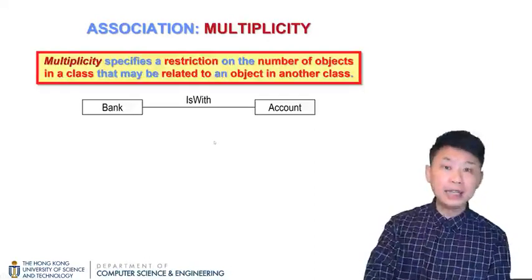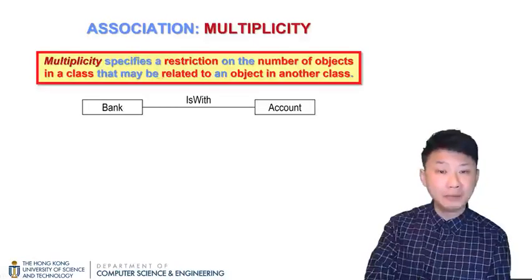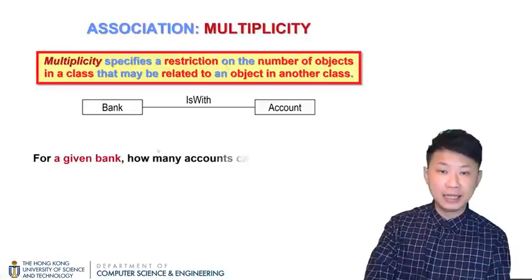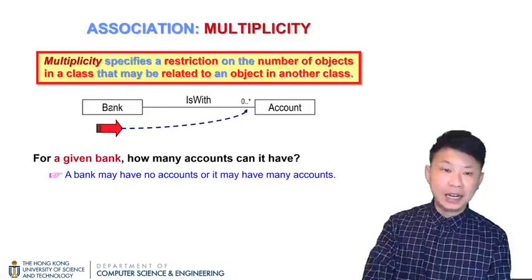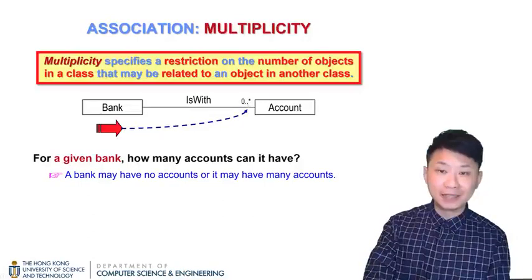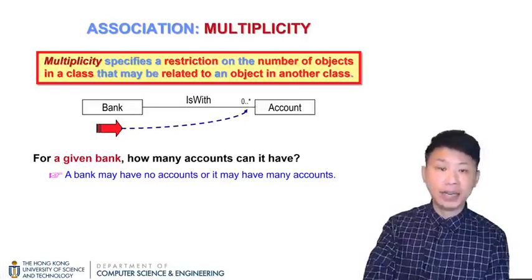Within an association, you also need to specify what we call multiplicities. Multiplicity specifies a restriction on the number of objects in a class that may be related to an object in another class. This is how we specify multiplicity. For example, a given bank, how many accounts can it have? If we say a bank can have multiple accounts, then we simply use 0 to asterisk. Asterisk means any, and 0 is the lower bound, so 0 up to any number of accounts. That means it can have many accounts.